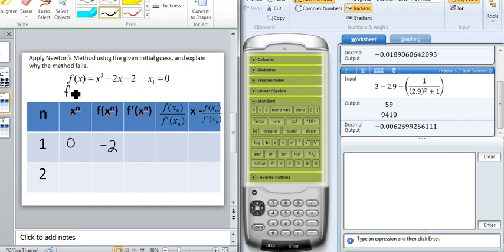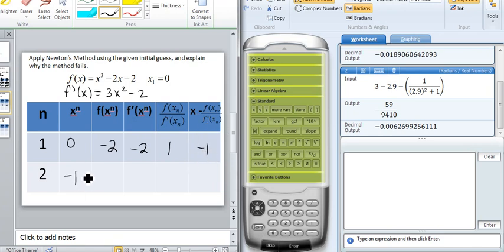I'm then going to plug it into my first derivative, which I need to find: 3x squared minus 2. When I plug 0 in there, I get negative 2. Well, then I'm going to divide those two values. Negative 2 divided by negative 2 is 1. And then I'm going to take the x minus the 1. 0 minus 1 gives me a negative 1.